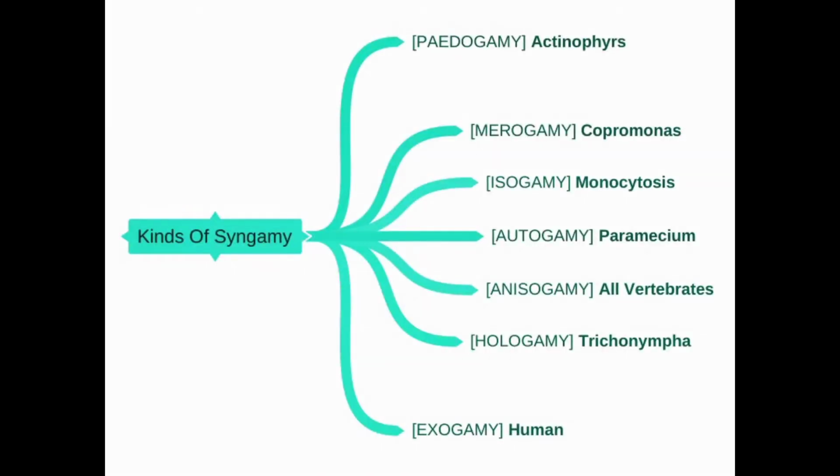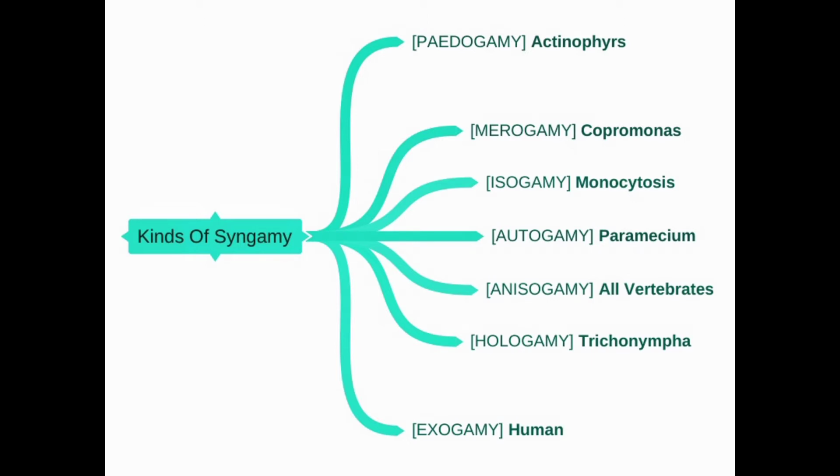And now the kinds of syngamy. So we are having different kinds of syngamy based on different organisms. We are just going to learn about the 7 types of syngamy here. So pedogamy, merogamy, isogamy, autogamy, anisogamy, hologamy and exogamy.